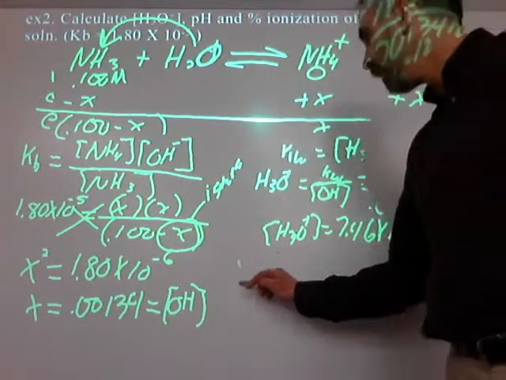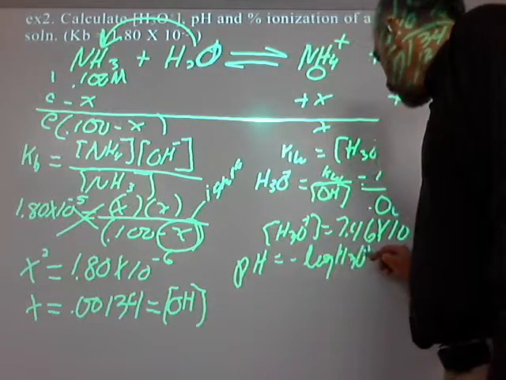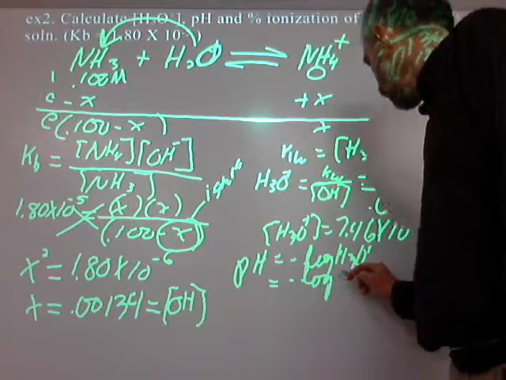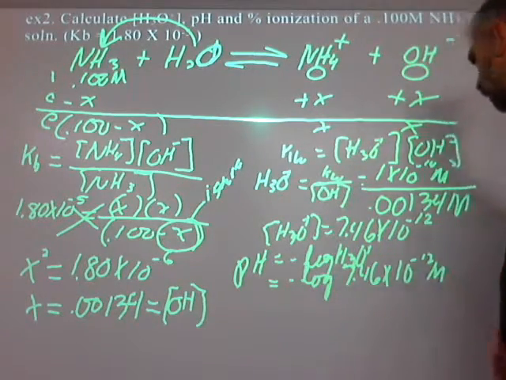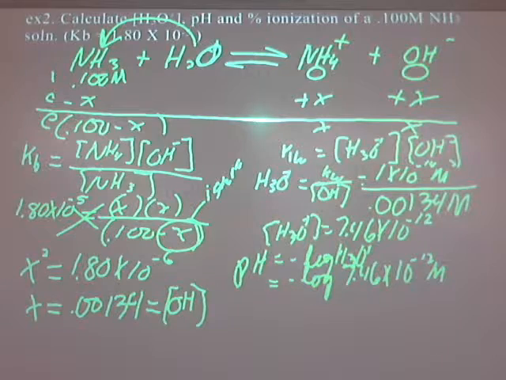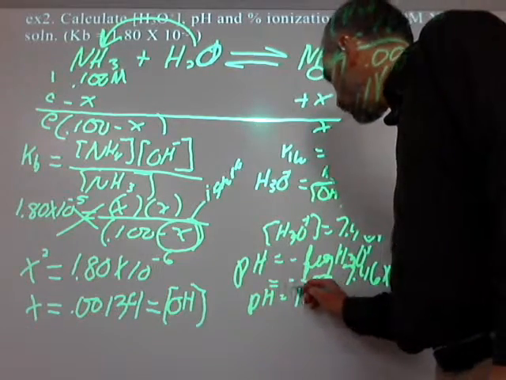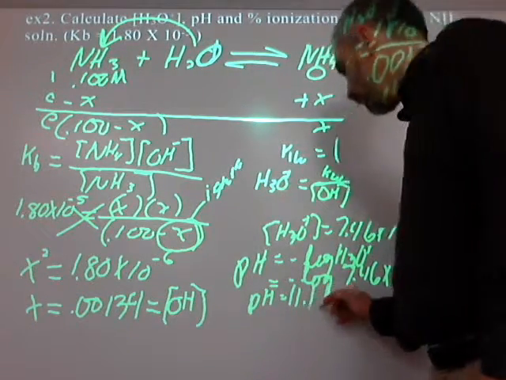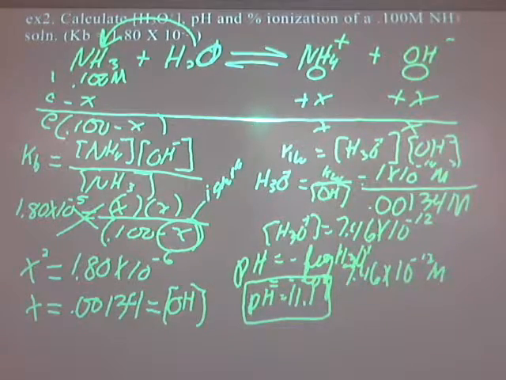pH is going to equal what? Negative log of the hydronium, or the negative log of 7.46 times 10 to the negative 12, right? What do you get for your pH? 11.12. Now, that should not surprise us. We're getting 11.12, or 11.1 basically, for a pH for a base. That's what you'd expect, right? Especially with a weak base, you expect to get something above 7.